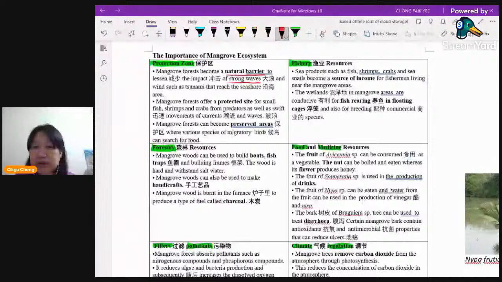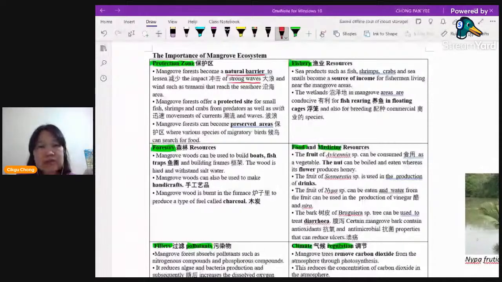So people actually, not farming, are hunting for crab in the mud there. All right, they just look for crab. Maybe they eat it themselves, or they can sell it to the market. Okay, it's a source of income for the nelayan and people. All right. So the wetlands here are also conducive for fish rearing. So sometimes they will rear fish near the pier there, the bakau there, all right? So it's for breeding commercial species to sell for money, right?